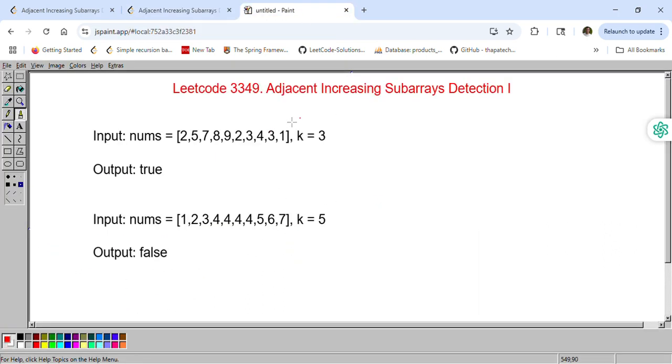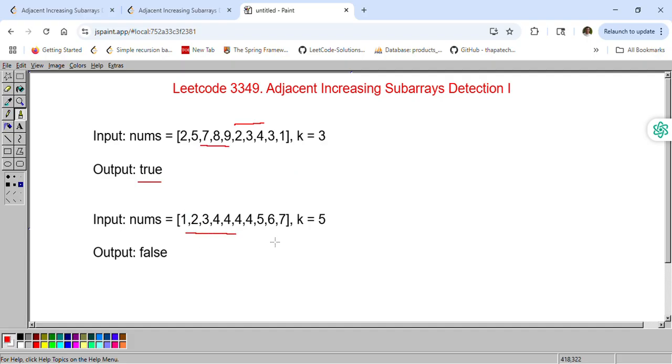In this first example, we want to find two adjacent subarrays with length k which are strictly increasing. For example, if you take a look at this subarray, this is length 3, and it is a strictly increasing subarray. There is an adjacent subarray here, 2 3 4. This is also strictly increasing and they are adjacent to each other. So if we find such subarrays, then we want to return true in this case. That's what they want us to find out.